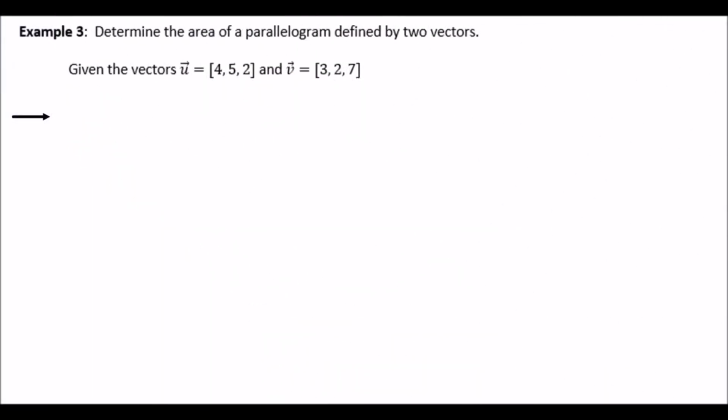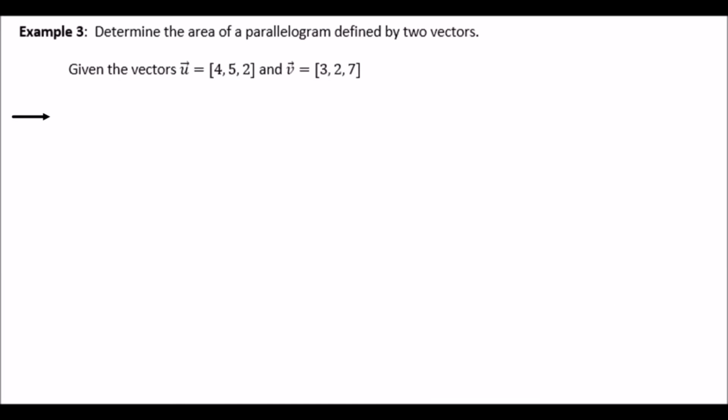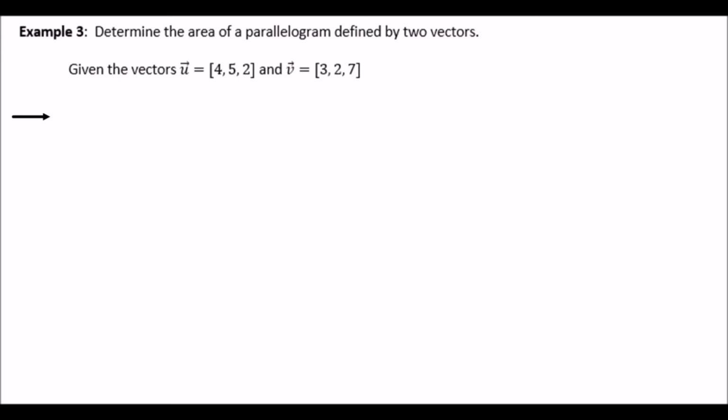Welcome back to lesson 5, the cross product. We're going to do examples 3 and 4. So the first example says determine the area of the parallelogram defined by the two vectors.